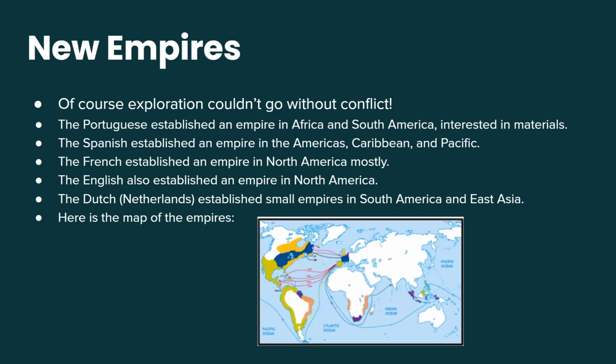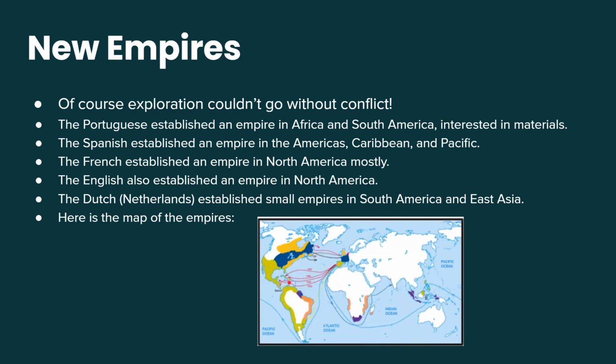And the Dutch, which, in case you didn't know, means Netherlands, established small empires, so that wasn't all concentrated in one area. They had just a little thing here, a little thing there. And that's a map of the empires. Sorry, there's no color coding, but the blue would be the French, the yellow is the English, the green is the Spanish, the orange is, what would that be? That would be the Portuguese, and then the purple would be Dutch.